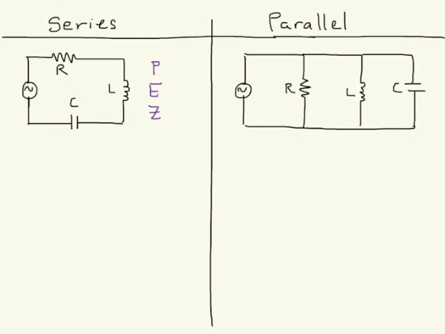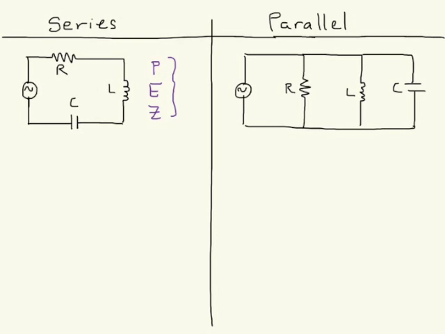Now, what makes these circuits more difficult is when these components add, they don't add directly because each one is a vector that points in a different direction. So we're going to be looking at these vector relationships for our series circuit. And think of the mnemonic PEZ. Those are the components that add in series.